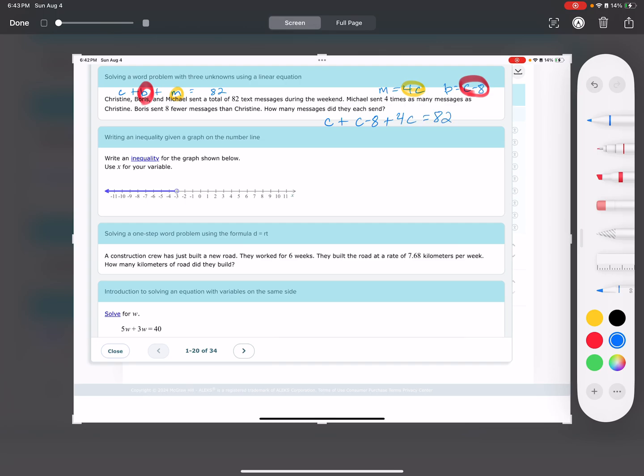So now it's just adding them up. I've got C, C, and 4C, so that's 6 C's, minus 8 is equal to 82. Add 8 to both sides, and I get 6C is equal to 90. Divide both sides by 6.